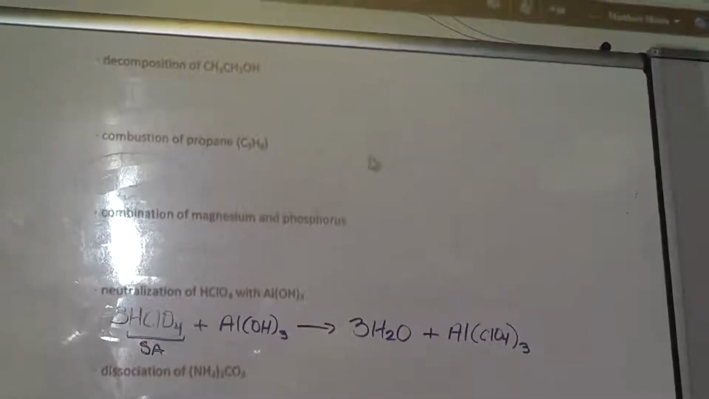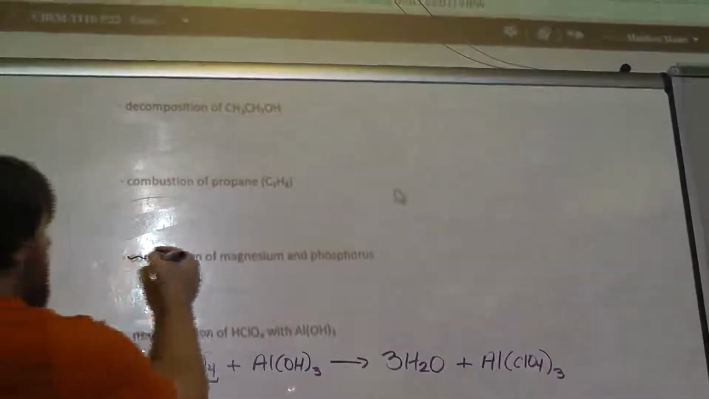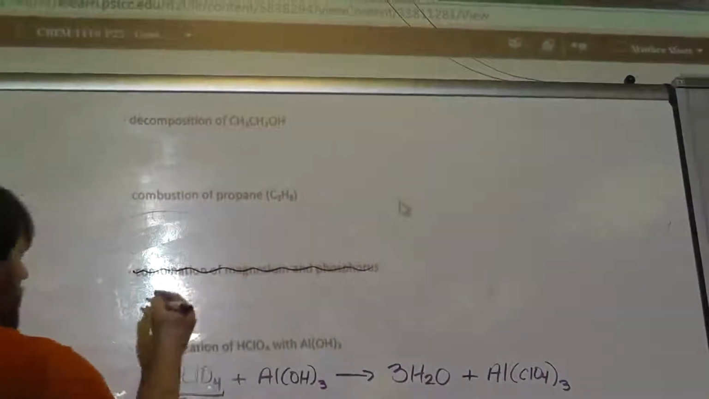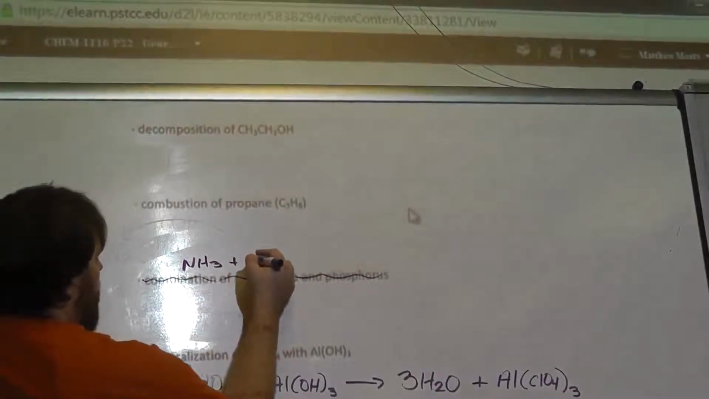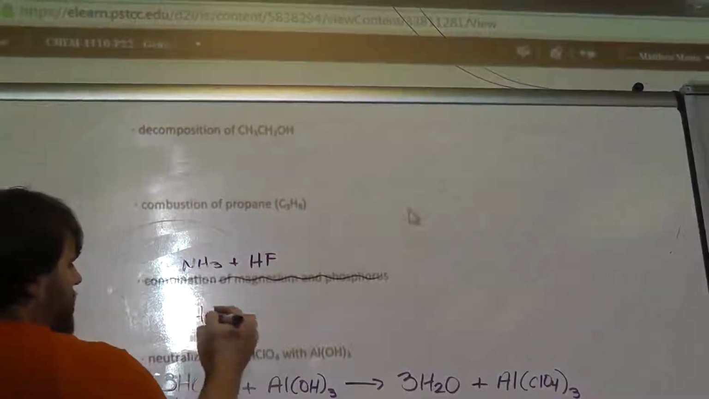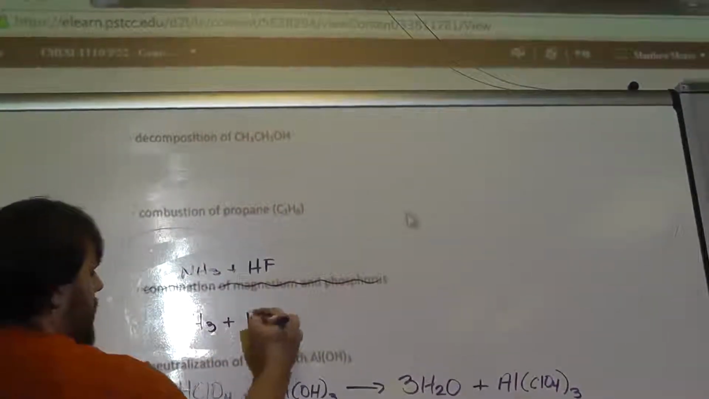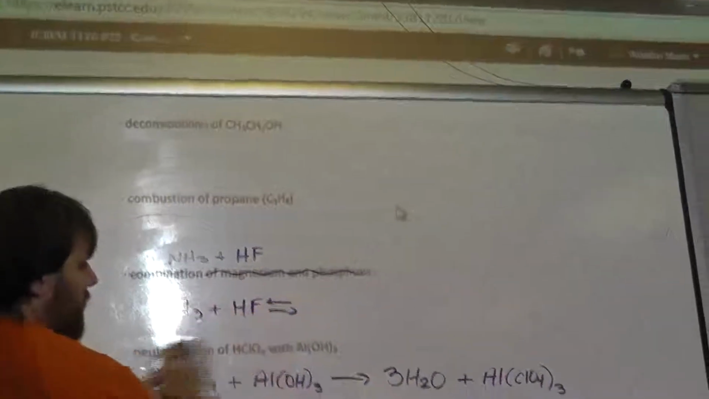Will you do one with a weak acid and a weak base? Sure. Just ignore this is here, and I'm going to do one right up here. So we're going to do ammonia and hydrofluoric acid. So ammonia is our weak base. Hydrofluoric acid is our weak acid. Both of them weak, two-way arrow.